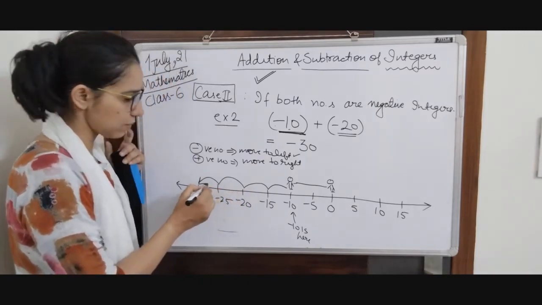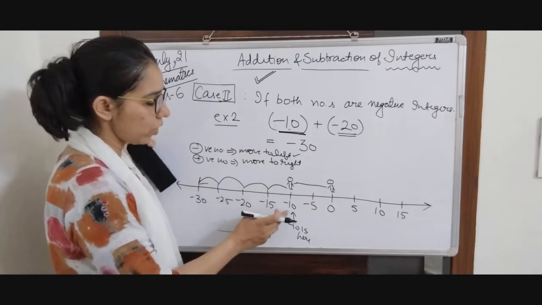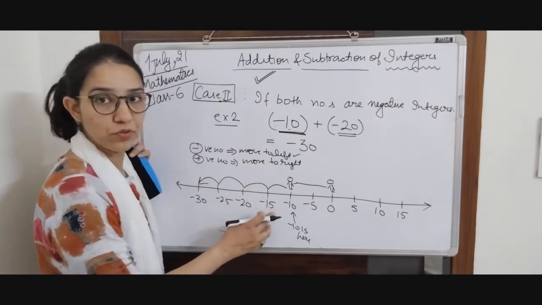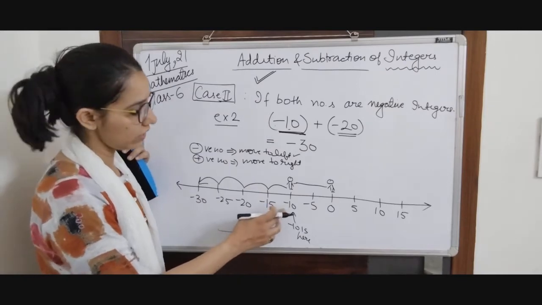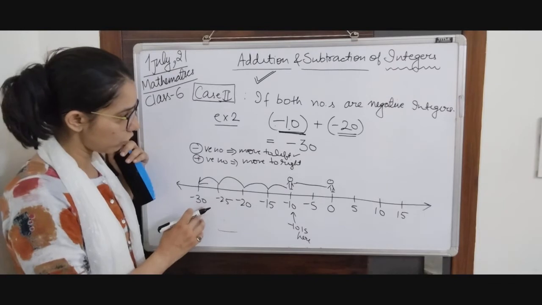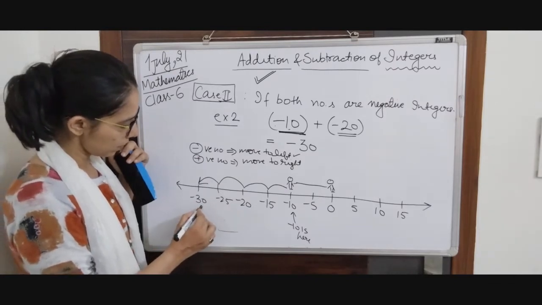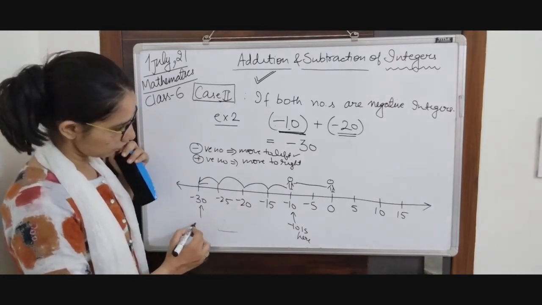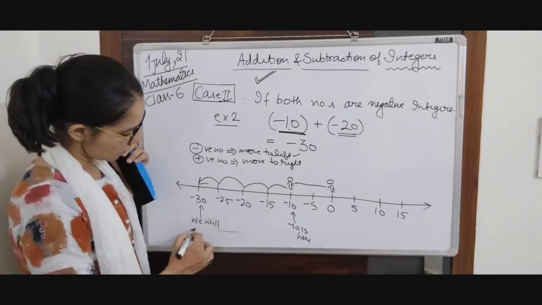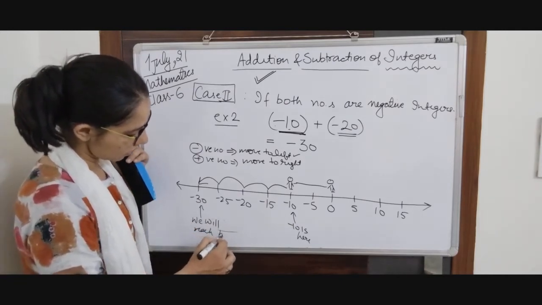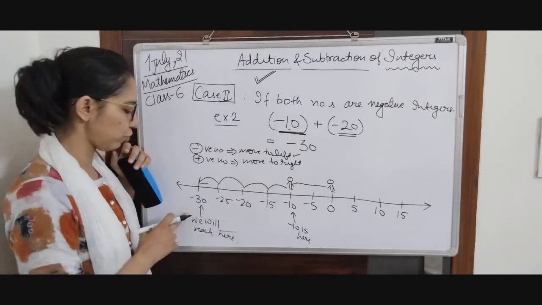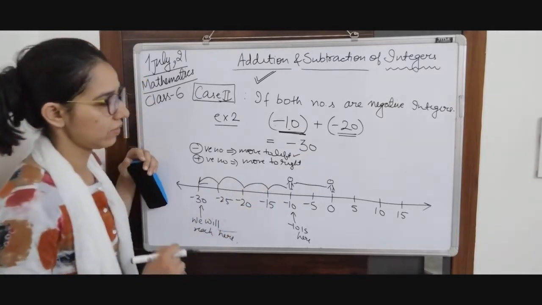So 20 steps. In 20 steps, I am not taking it as one step because they are 5 steps. So these are 5, 10, 15 and 20. On 20 steps, we will reach here. And what is this number? This number is minus 30. So answer is going to be minus 30.